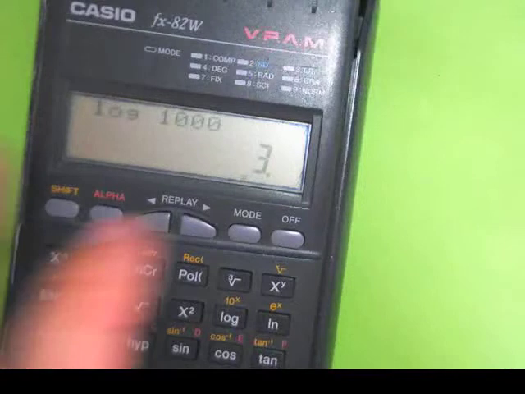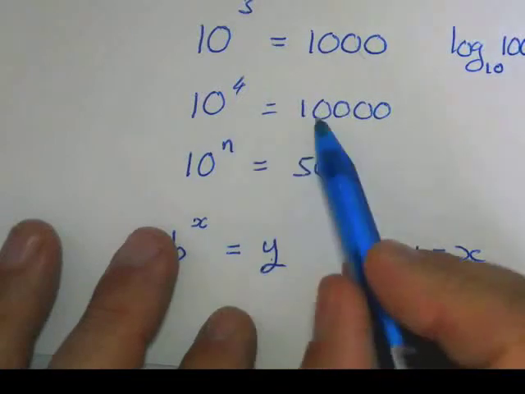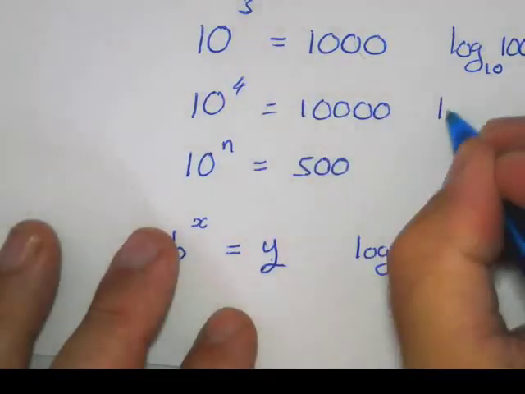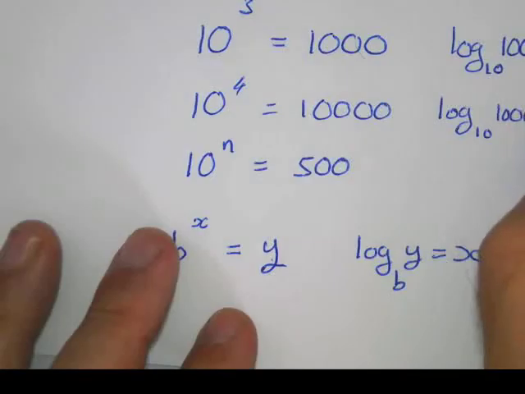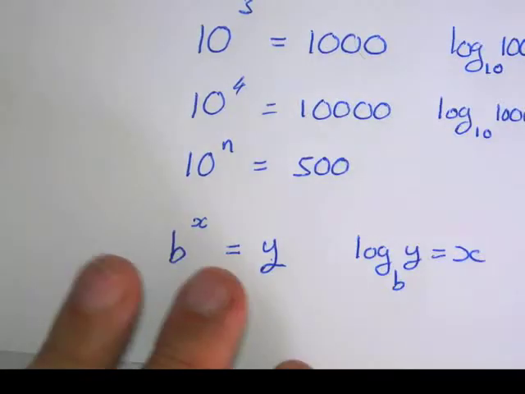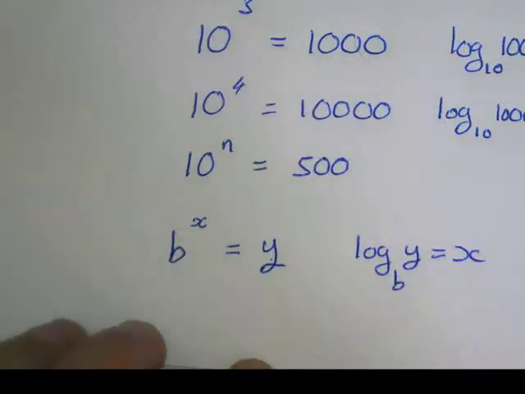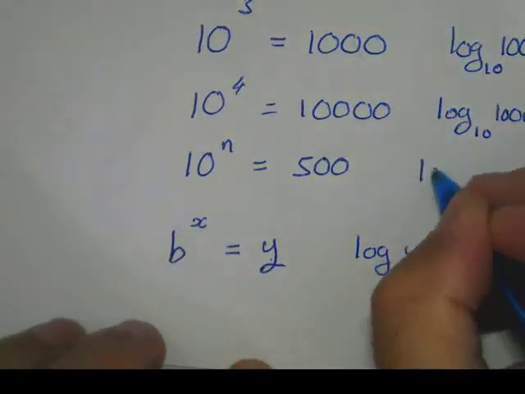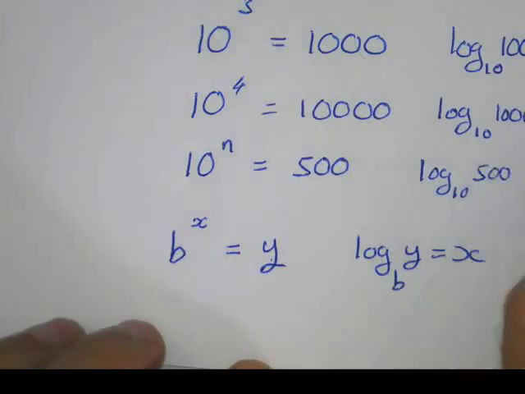So you just need to understand the fact that if we looked at this particular question here, 10 to the power of 4 equals 10,000, so log base 10 of 10,000 equals 4. Okay, what I'm using is this little formula here and putting the right numbers in the right places. So now I can say log base 10 of 500 will equal n.